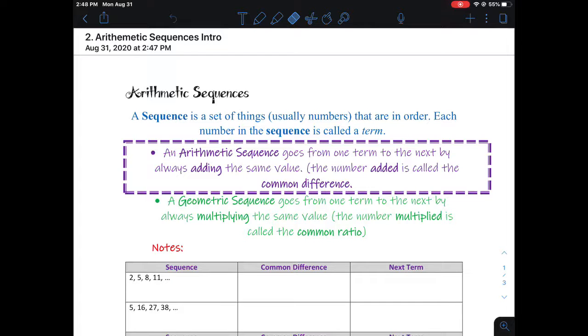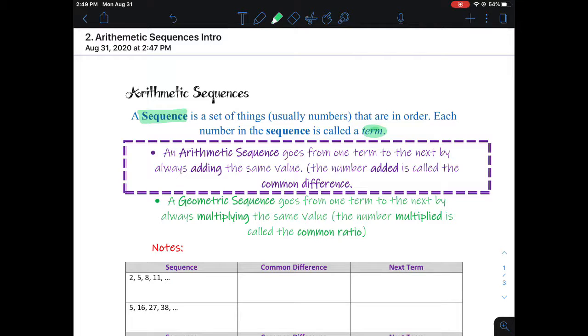So what is a sequence? A sequence is a set of things, usually numbers, that are in order. And each number in that sequence is called a term. So that's an important vocab word that we'll need to know for this section, and just so that you have a general idea of what a sequence is. So from there, arithmetic.